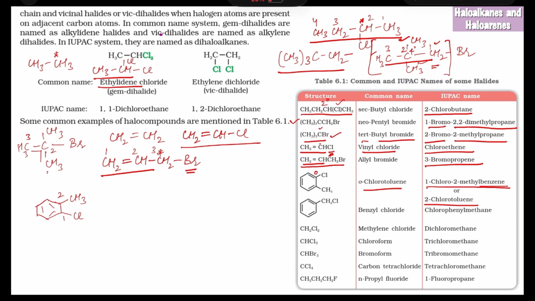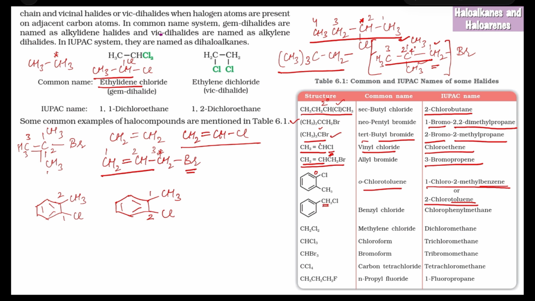But if the parent compound is toluene, means benzene bonded to a methyl group is termed as toluene. This is toluene. In that case, chlorine is treated as a substituent and numbering is done so that carbon bonded to methyl group is numbered as 1 and carbon bonded to chlorine is numbered as 2. So the name becomes 2-chlorotoluene. Next compound is benzyl chloride.